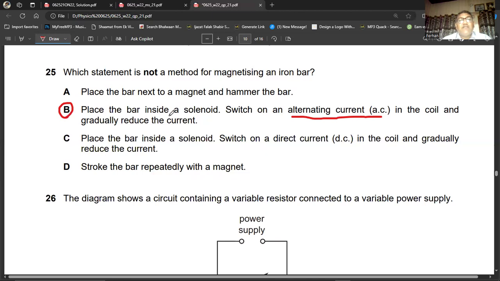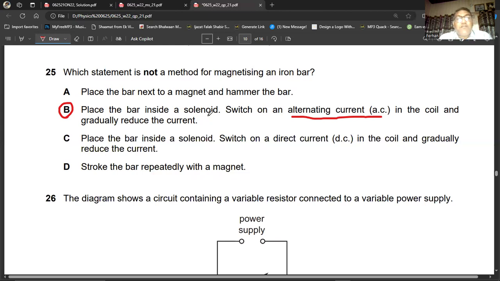So it says place the iron bar inside a solenoid, switch on an alternating current in the coil and gradually reduce the current. I think this method is used to demagnetize the magnet, not to magnetize it. So yes, B is the right option. This is not a method of magnetizing an iron bar.